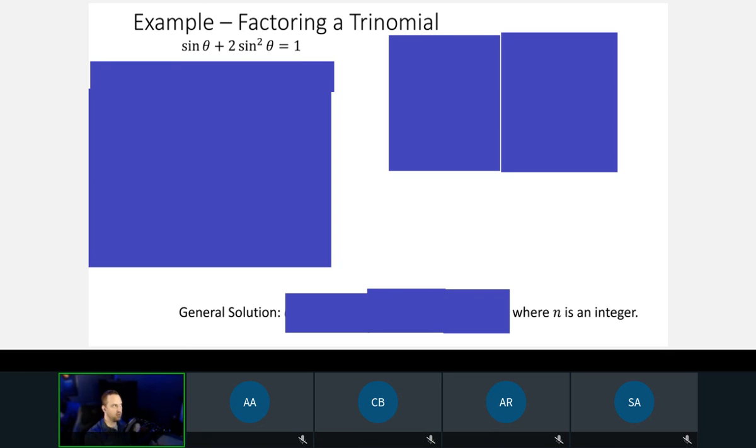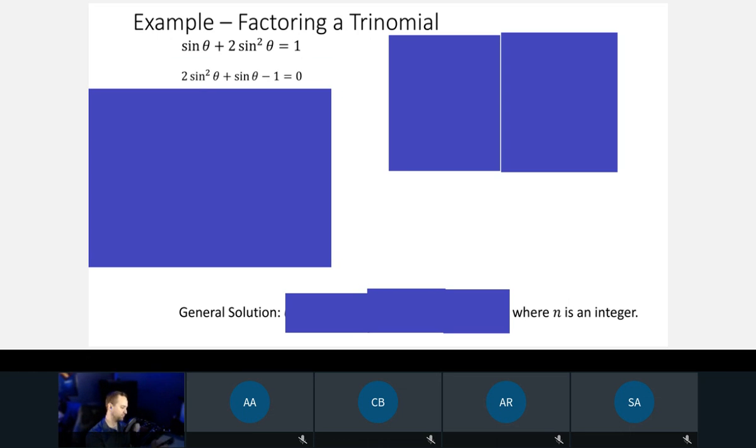So get everything on one side, subtracting one from both sides. And then you also want to reorder your terms. You want the sine squared first, then your sine, and then your number. So everyone do that step, and then I'll give you time to factor this. This is from yesterday, so I think 2.5 minutes should be enough to factor this. Ready to go.